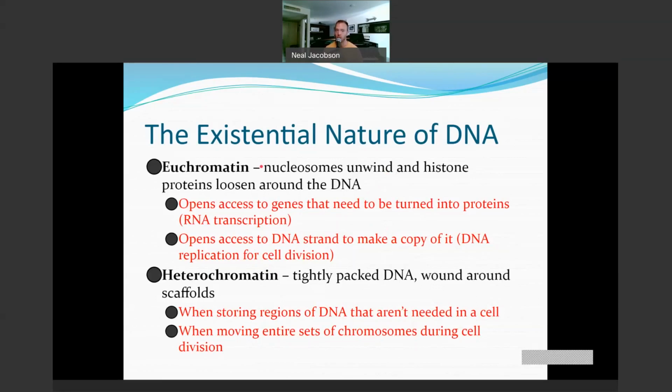Now, euchromatin is when the DNA is loosely packed, hanging out in the cell as a single strand. That's great because it can open up access to genes that the cell needs to turn into proteins to do its job. Also, if you need to replicate your chromosome so you can make a new cell, the euchromatin would also open up access to the DNA.